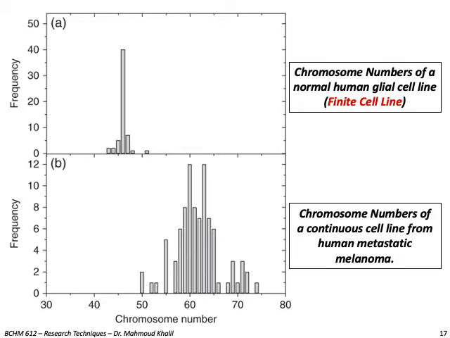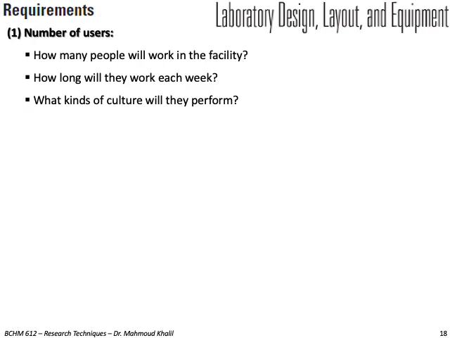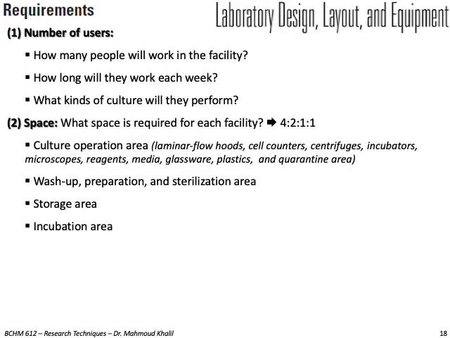So what are the requirements of a cell culture? You need to know the number of users, how many people will work in the facility, how long will they work each week, what kind of culture will they perform, and what space is required. And normally it's a 4 to 2 to 1 to 1.